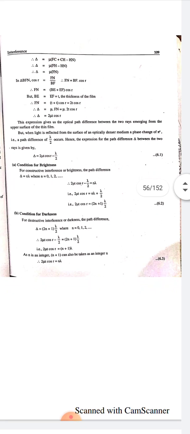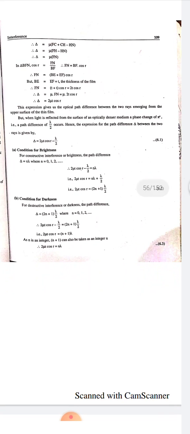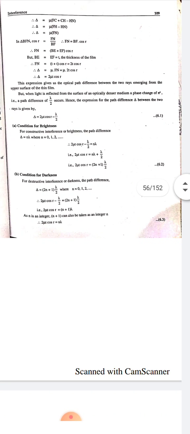Condition for brightness is given here. You can remember this, it may come for MCQ purposes. 2 mu t cos r is equal to (2n plus 1) lambda by 2. This is for constructive interference, and for destructive interference, or say for darkness, 2 mu t cos r is equal to n lambda. Okay.